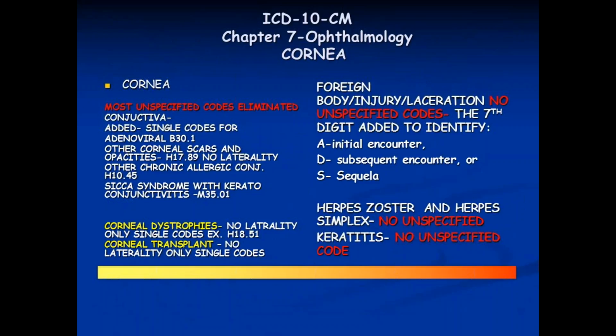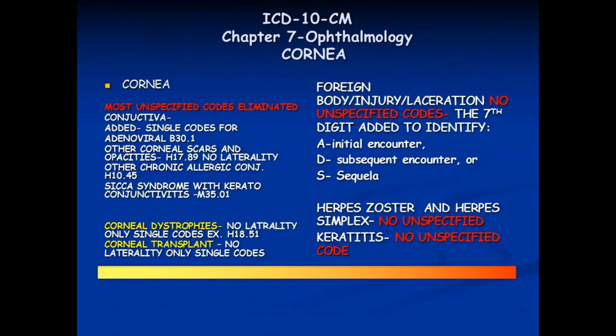Foreign body injury and lacerations, there are no unspecified codes. The 7th digit is added to identify which encounter it is. The initial encounter, subsequent, or sequela. So as you see, we really, really have to stress to our providers to include this in their documentation.